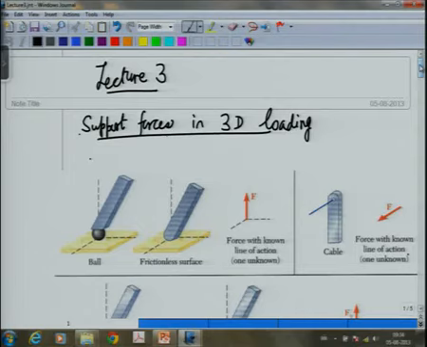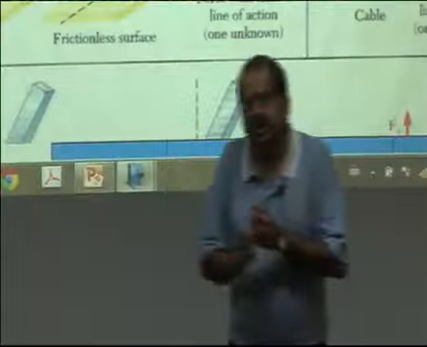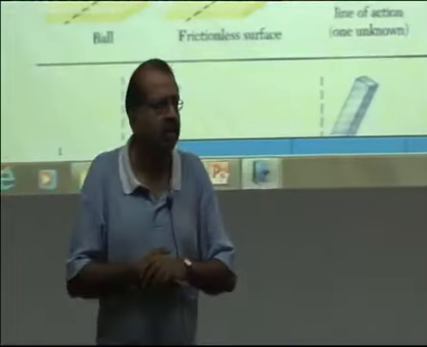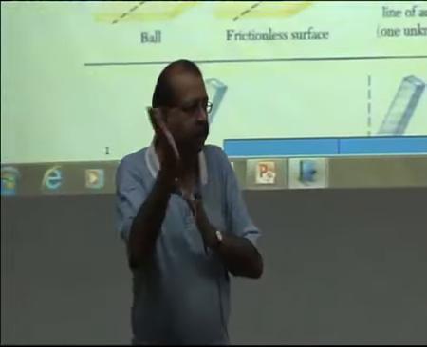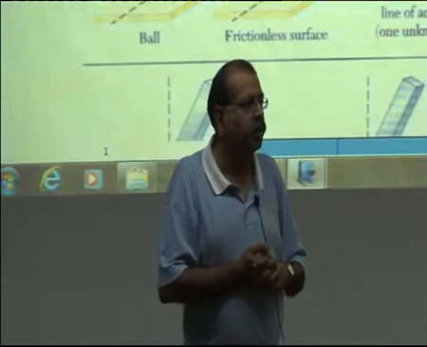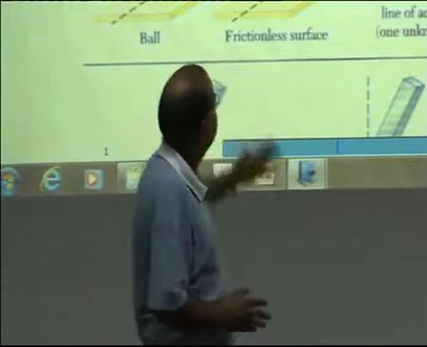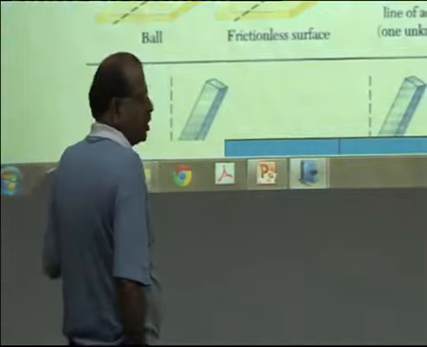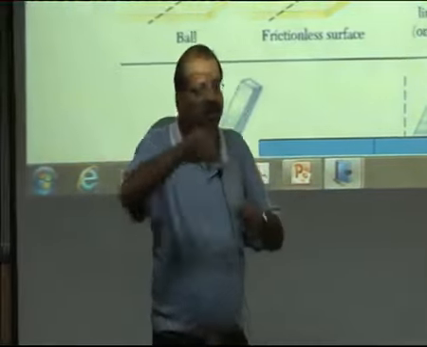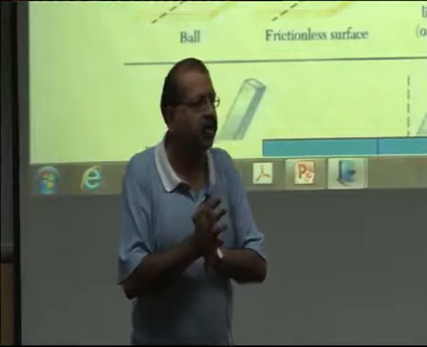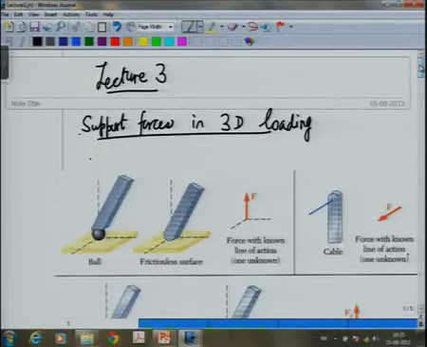Okay. So, last class we ended up with support forces, forces coming from different types of supports on structures when we had 2-dimensional loading. I talked a bit about 3-dimensional loading, but let's start. Let's take a case where forces are acting in all the 3 directions on the members, and there could be moments etc. in all the 3 directions.